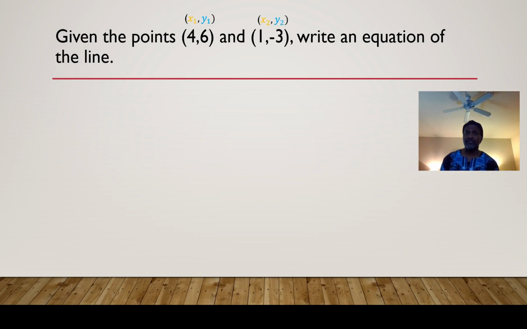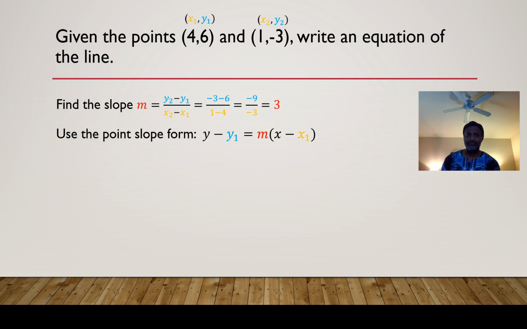We can let the x2, y2, or the second point, be labeled 1, -3 that way. And now that we have those labeled, we can go ahead and find the slope: the difference of the y values over the difference of the x values. And if we keep everything in order, we'll get the answer, which is 3.